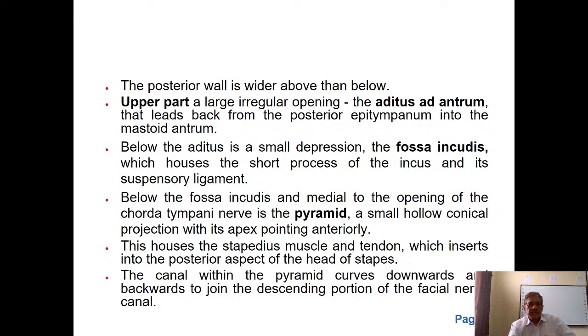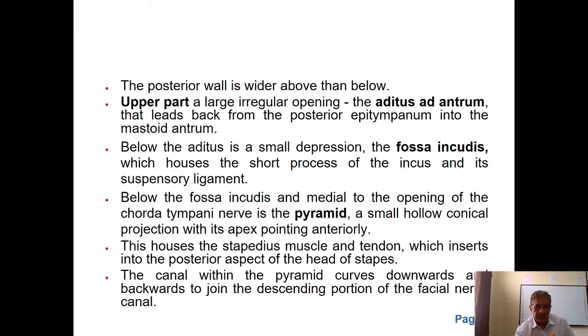The posterior wall is wider above than below. In the upper part is a large irregular opening, the aditus, as we have described. Below the aditus is the fossa incudis, just trying to repeat. Below the fossa incudis and medial to the opening of the chorda tympani is the pyramid, a small hollow conical projection with its apex pointing anteriorly.